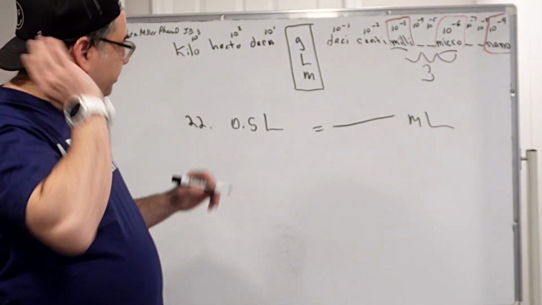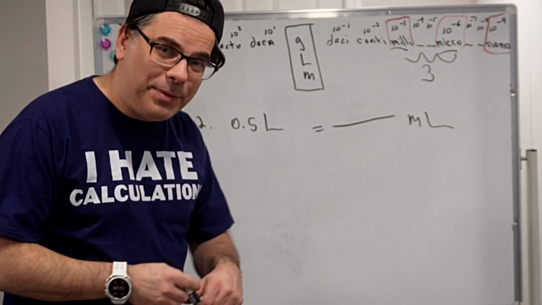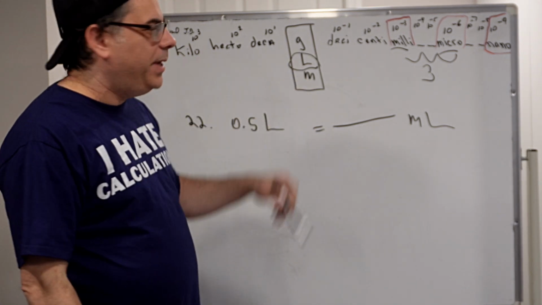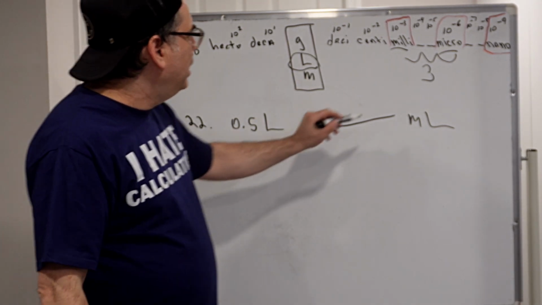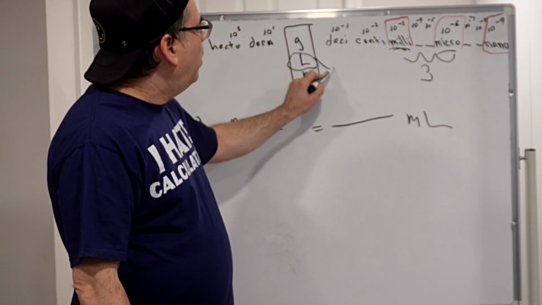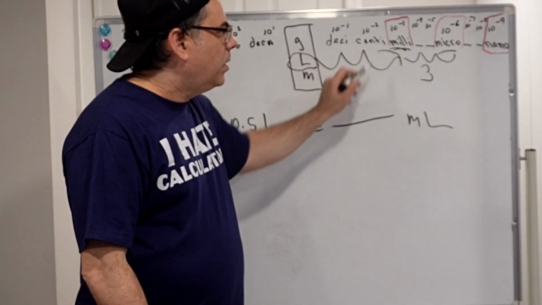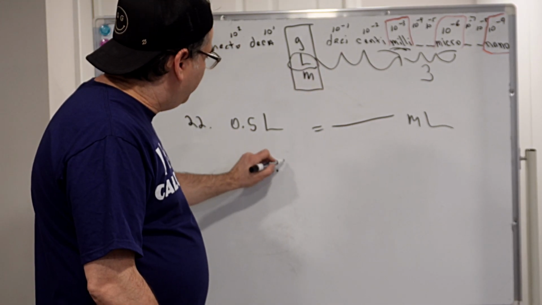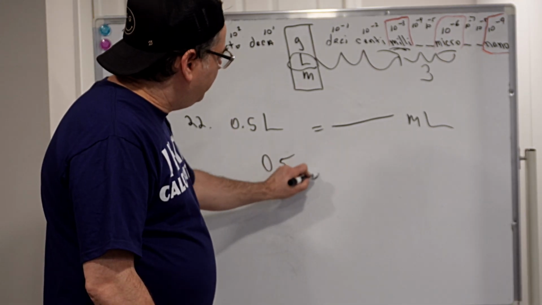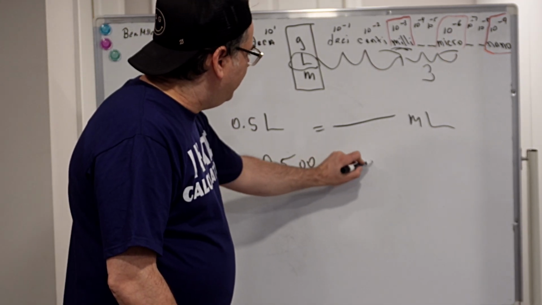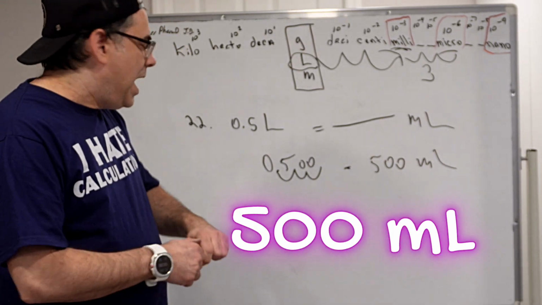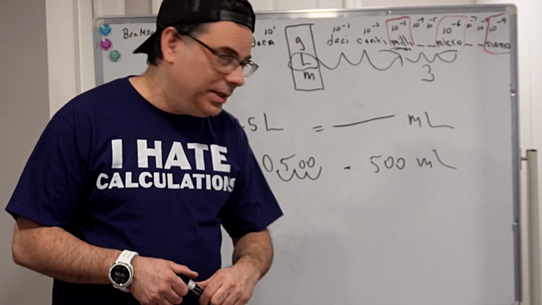Okay, so 0.5 liters is how many milliliters? Again, liter is over here. It's your base unit, liter. And we want to go to milliliter, which is over here. So we go 1, 2, 3. We're going 3 spaces to the right. So we have your 0.5, 1, 2, 3. Answer is 500 milliliters. Half a liter is 500 milliliters.